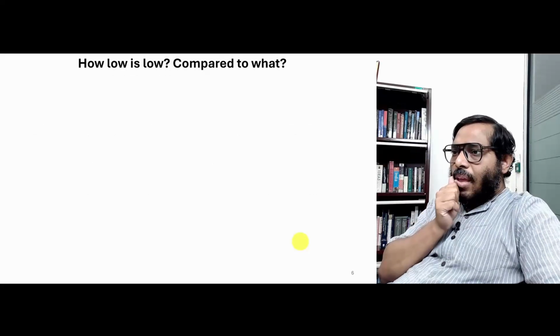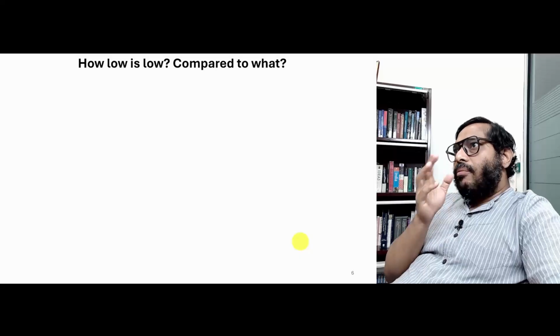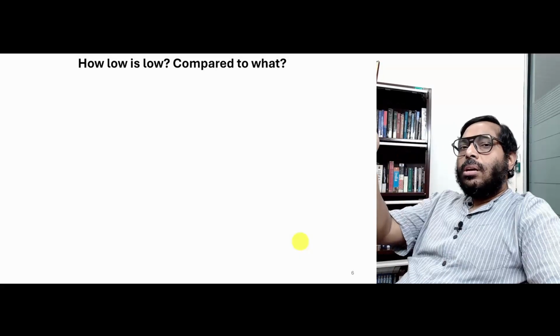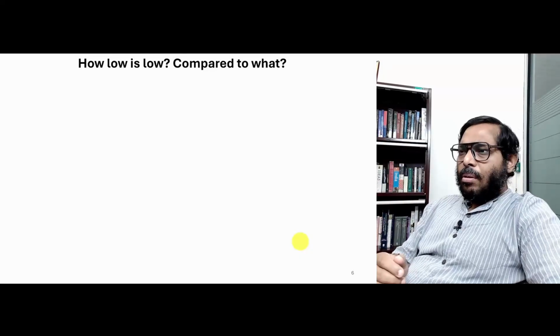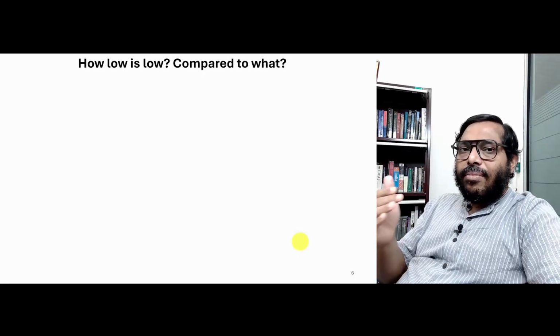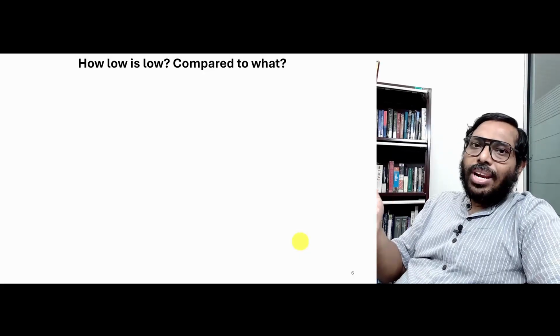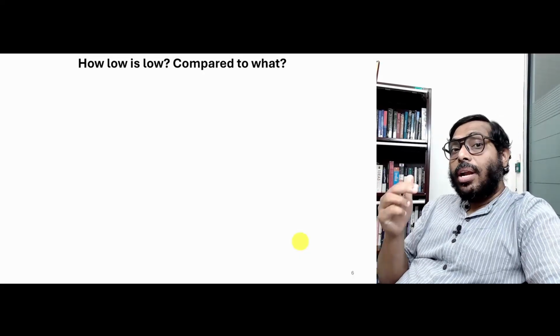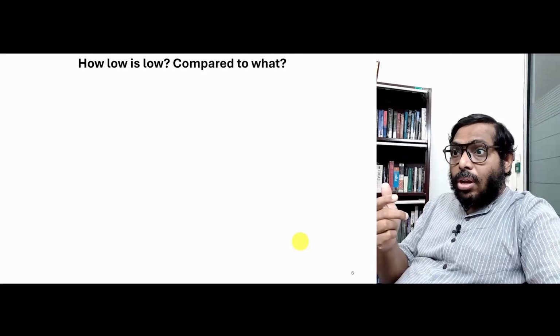Now, here we have a problem. I have been saying that heterozygosity is going low, but how exactly am I defining low? I mean, low, high, these are all relative terms, right? They have to be defined in the context of something else. So, compared to what?